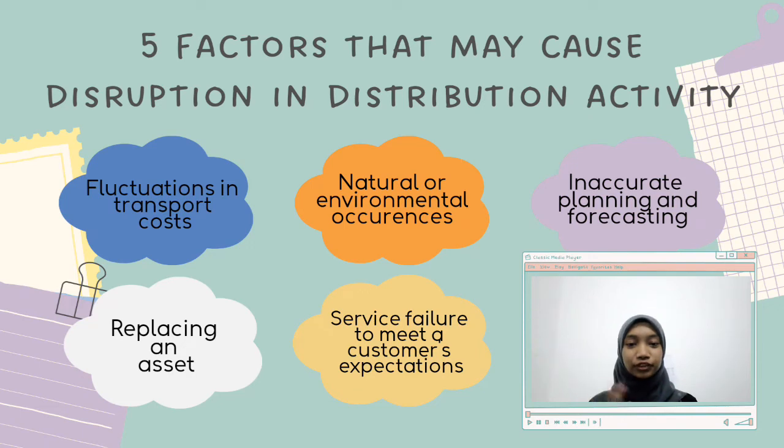Next are 5 factors that may cause disruption in distribution activity. First, fluctuation in transport costs, fuel costs, and route efficiency. These are just a few of the issues that planners and managers must consider when strategizing ways to avoid disruptions when it comes to the transportation of products and parts to the customer.